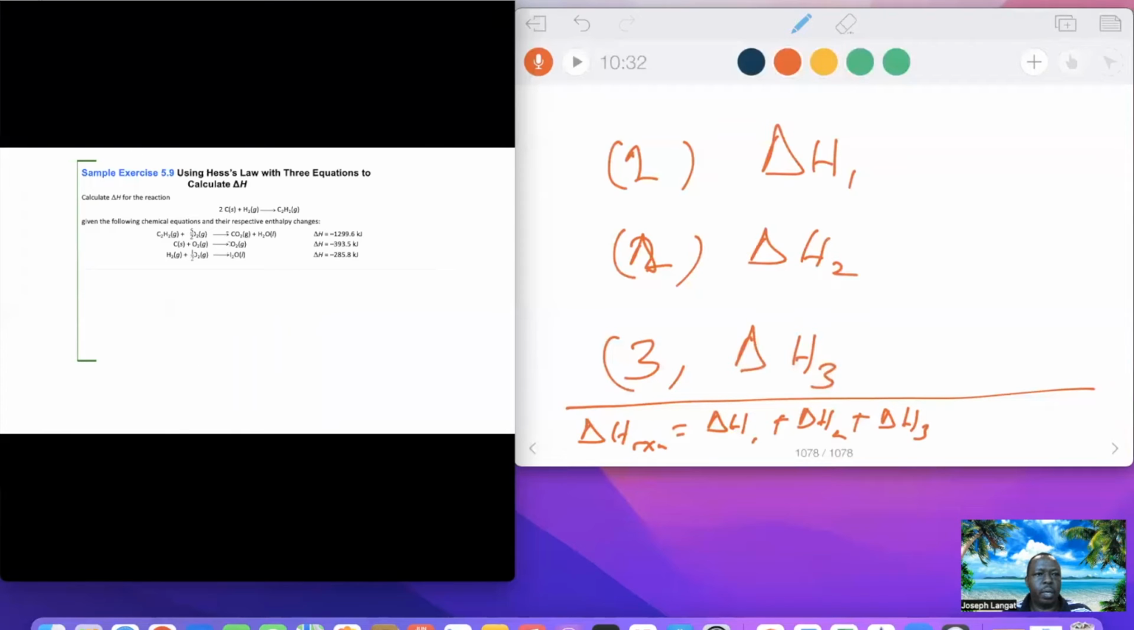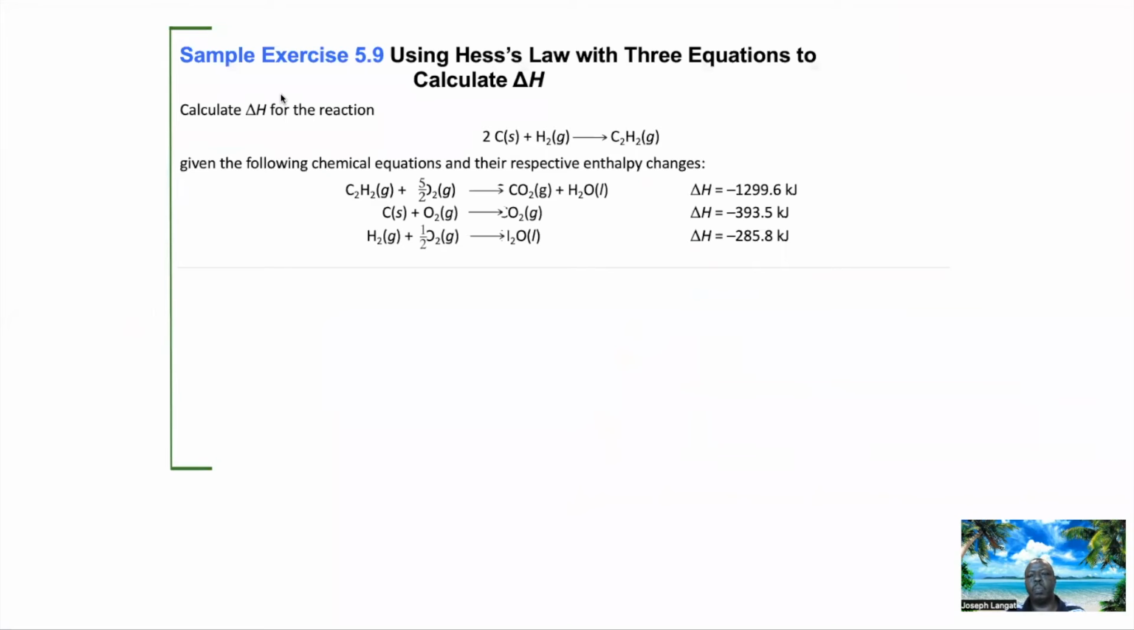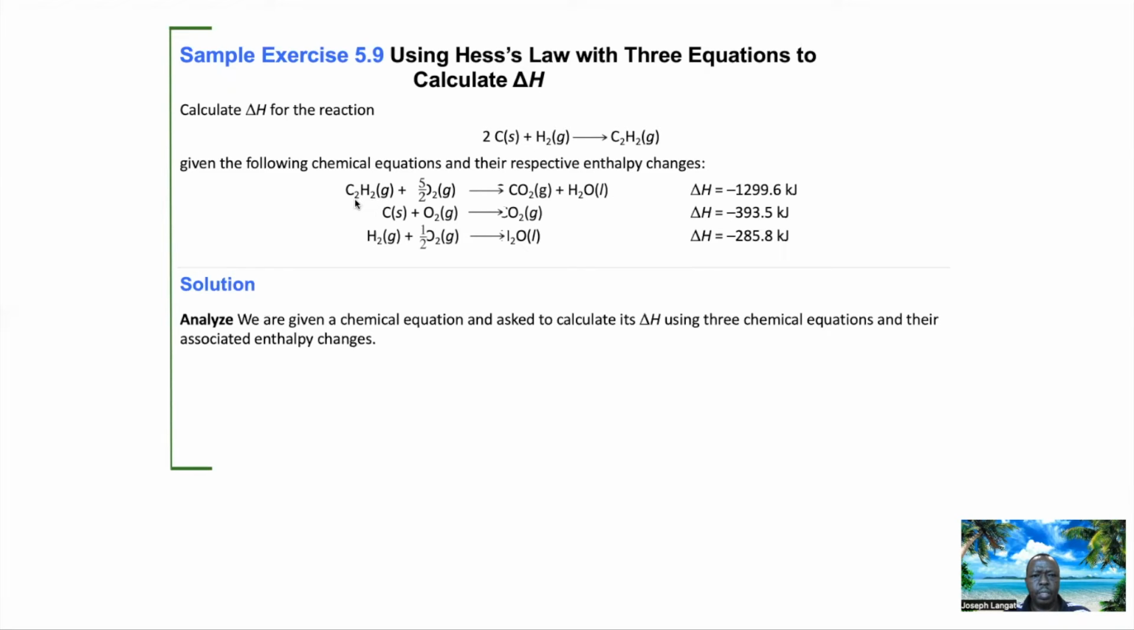What does Hess's law entail? You'll be given a series of steps before the overall. Here is an example, 5.9, where we have several steps. Here, this is ethene reacting with oxygen and its enthalpy of reaction is negative 1299.6. This is step 2, this is step 3. And the question is, what is the change in enthalpy for this reaction?